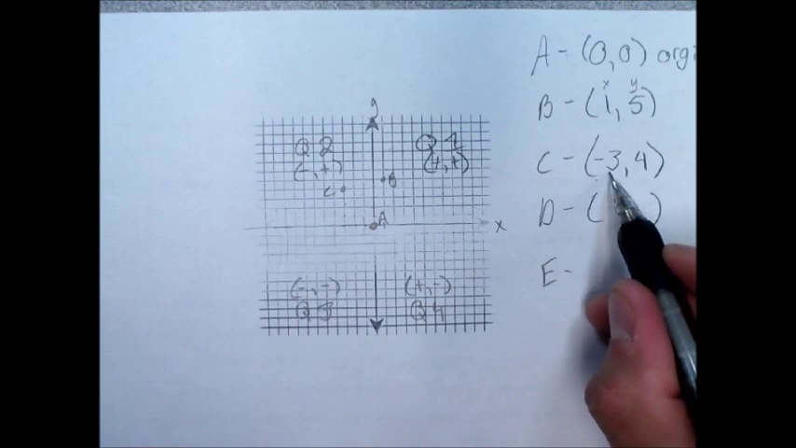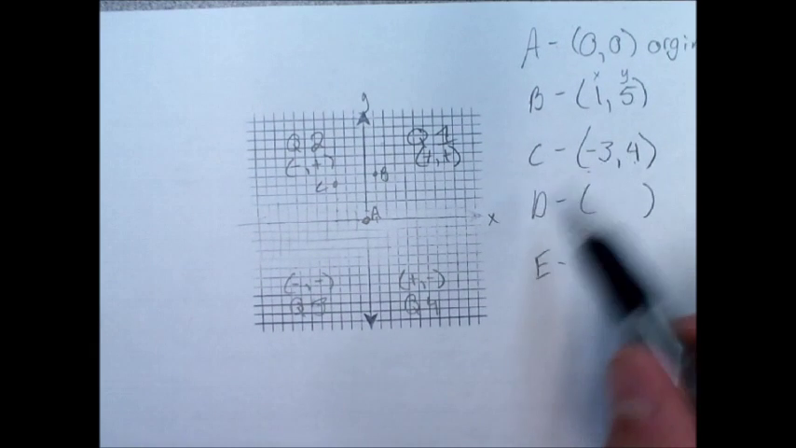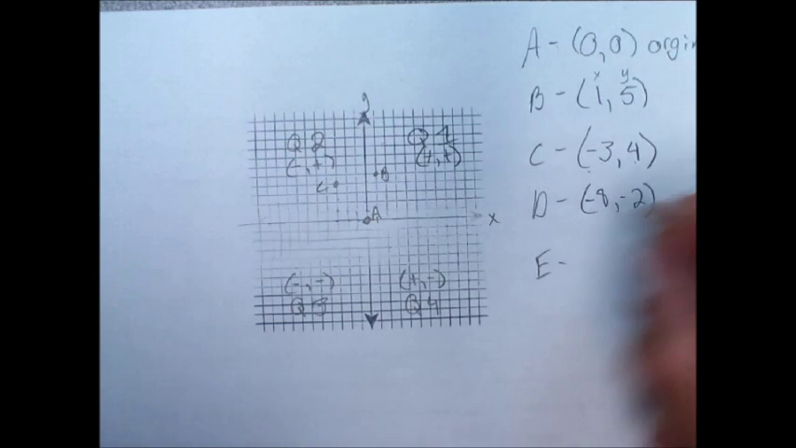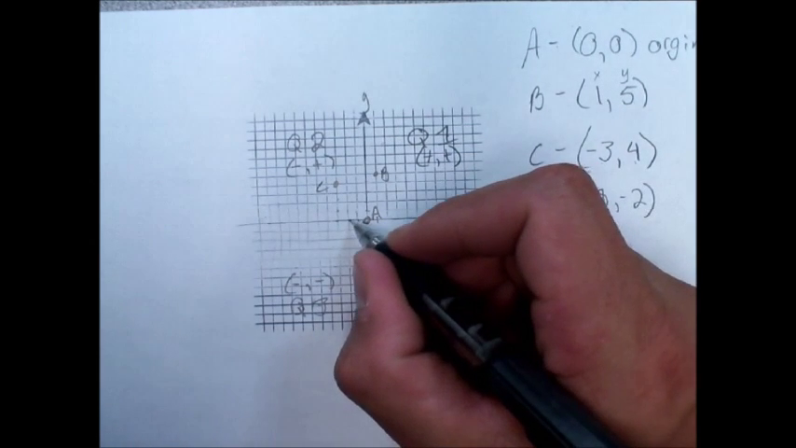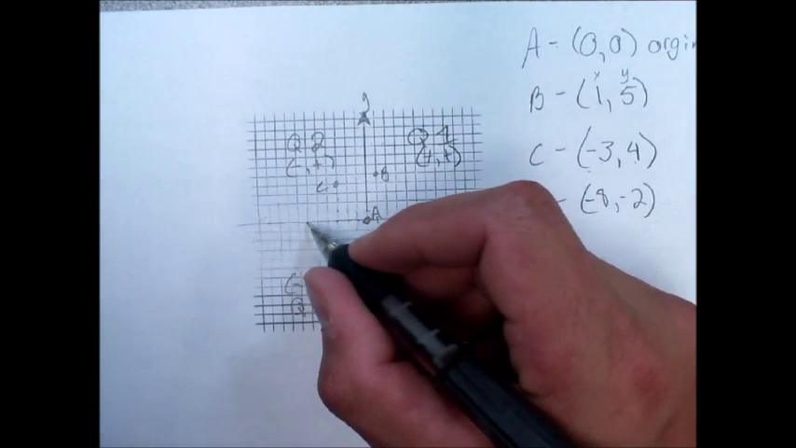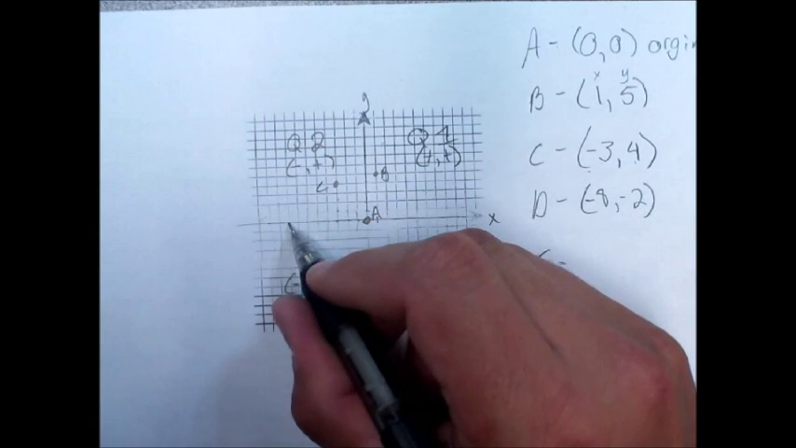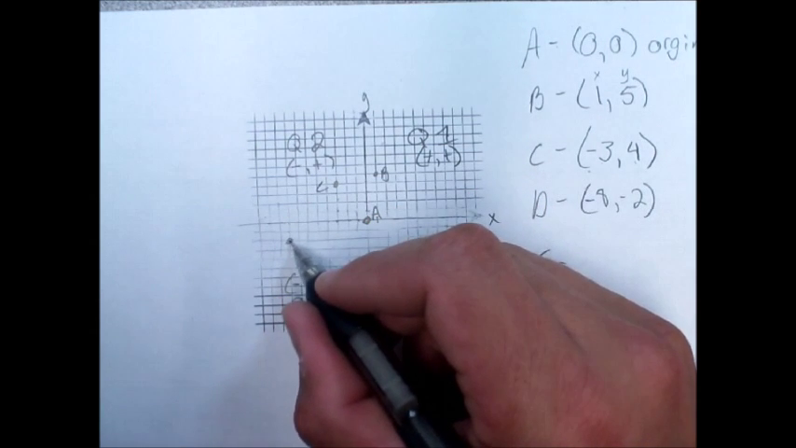That just means left 3, up 4. Next one is going to be a negative 8, comma, negative 2. So I'm going to go left 8, 1, 2, 3, 4, 5, 6, 7, 8, and down 2, 1, 2. That would be D.